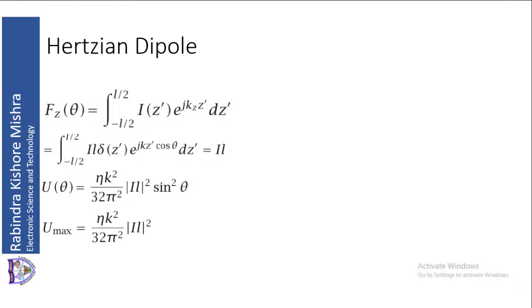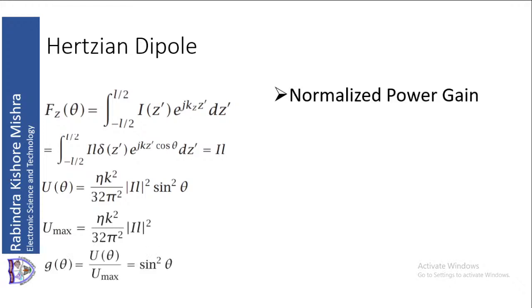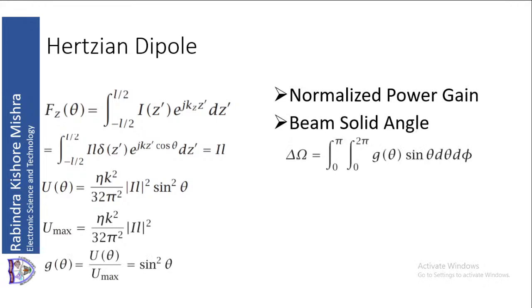Once that is defined, we define something called the normalized power gain. Normalized power gain G theta is the intensity divided by the maximum intensity. What we do in normalized power gain is normalize the amplitude of the intensity to 1. So G theta will be U theta by U max, which is equal to sin square theta.